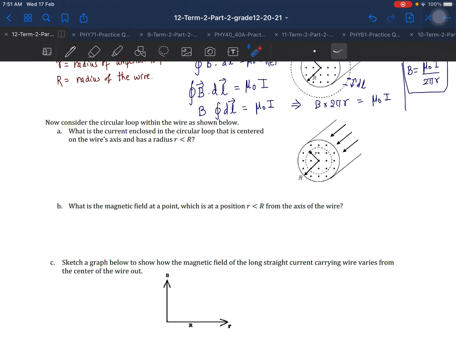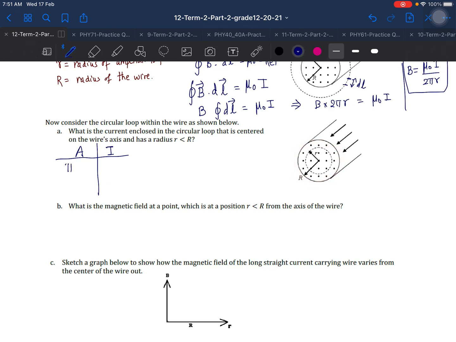For that, we are going to use the unitary method. I'm going to make two tables here, area and current. For the total wire, the total area is pi R square.